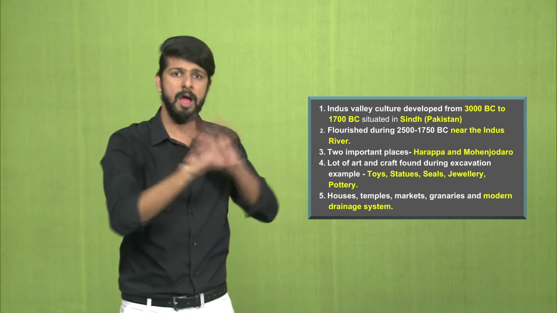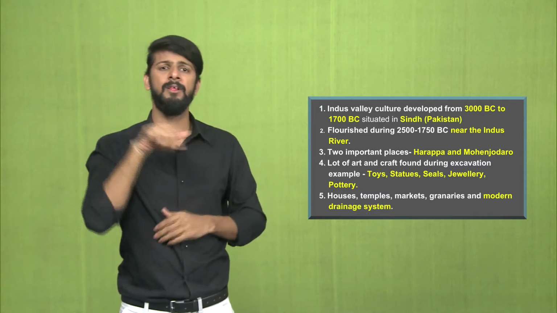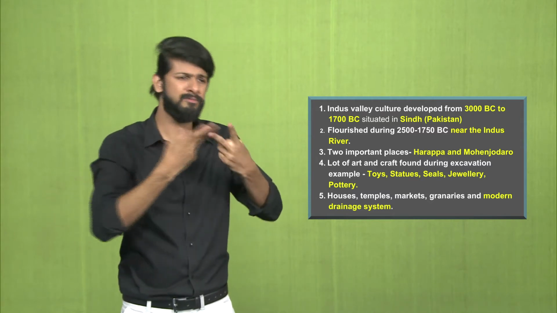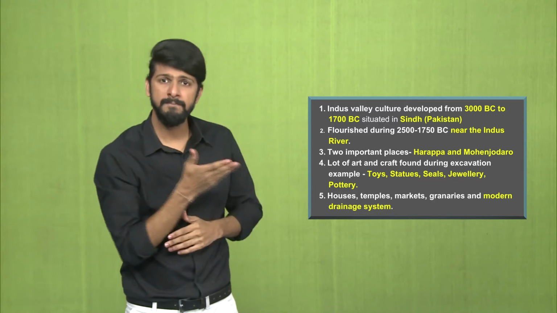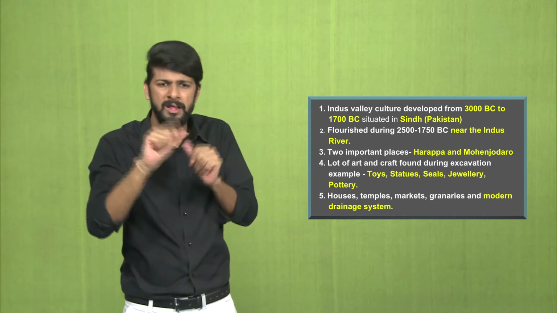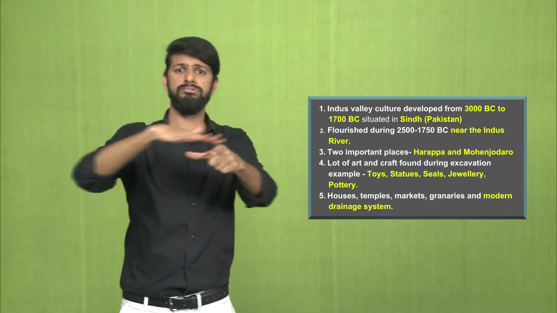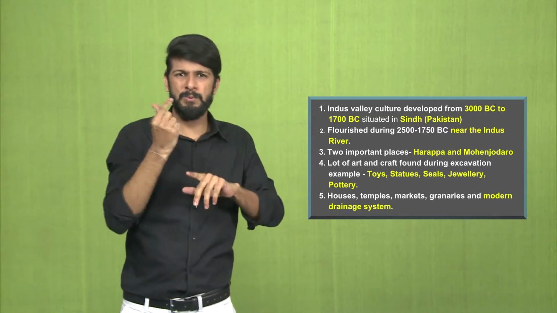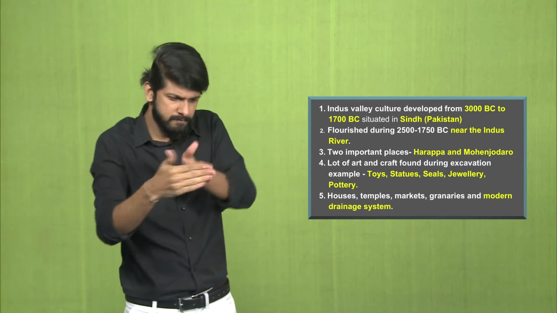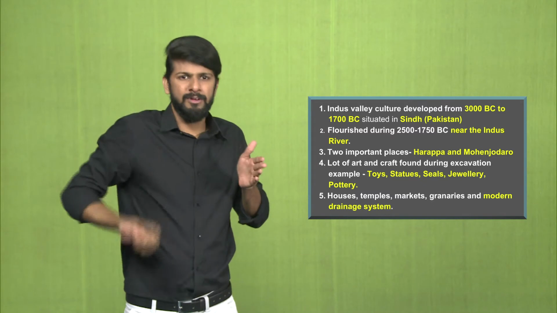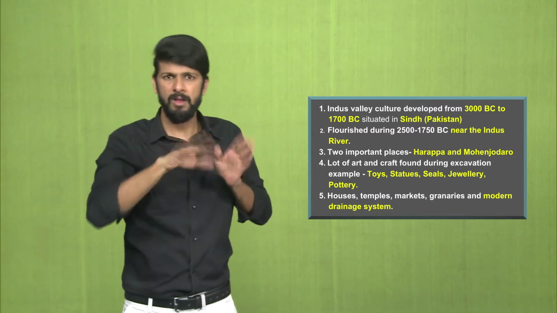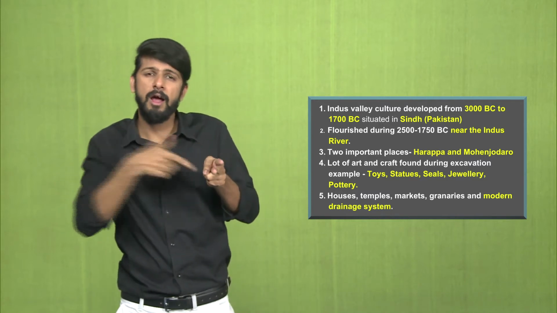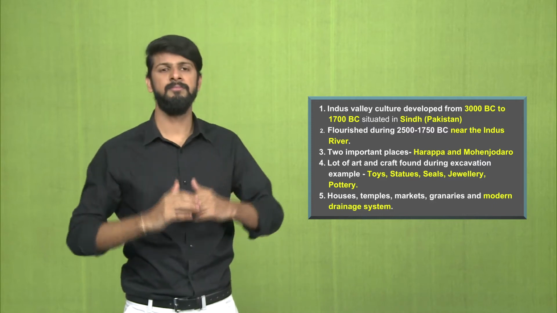The Indus Valley civilization also had houses, they had temples, market complexes, as well as granaries, and they had modern drainage system as well. And you could see that even in modern times we have a drainage system. The IVC in this valley already had it during that time.